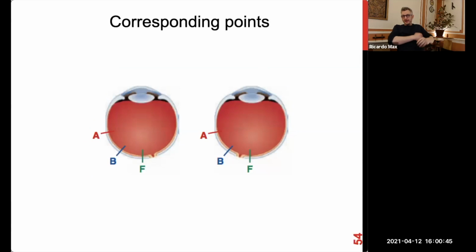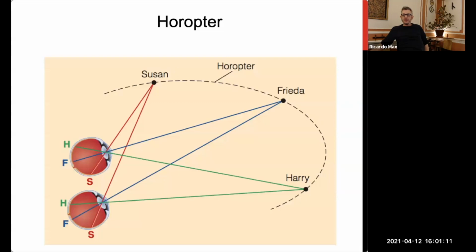So how is it done? The system maps corresponding points on the two retinas. Everything in comparison, in relation to the fovea. So corresponding points on the fovea are those that fall to the same side of the fovea with the same distance. Okay. So all objects that are in the same distance from your fixation point.